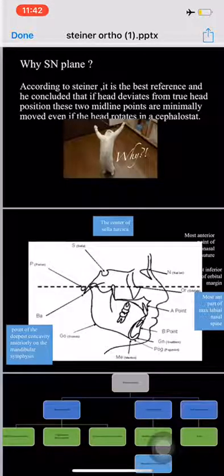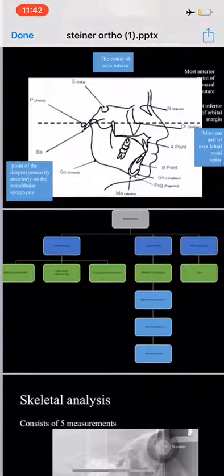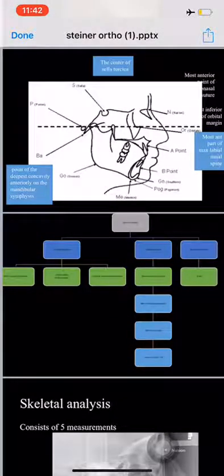angle or linear measurement. Therefore, this point or this line is considered very important, and SN is more stable and easier to conduct. Therefore, he will choose this type of plane.